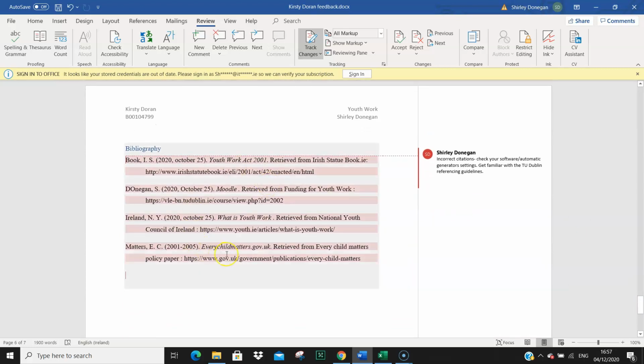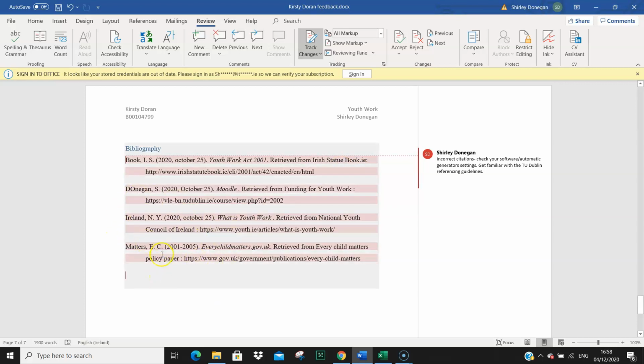And your bibliography, first of all, Kirsty, there's way too few sources for a level 8 piece of work, an honours degree piece of work, and a piece of this size. You'd have that in a 200 word piece. For this size of a piece, it needs to be substantially more, and they're all incorrectly formatted. So, this should be Irish Statute Book 2020 in brackets, Youth Work Act online in brackets, available from URL, accessed on, and then the date.